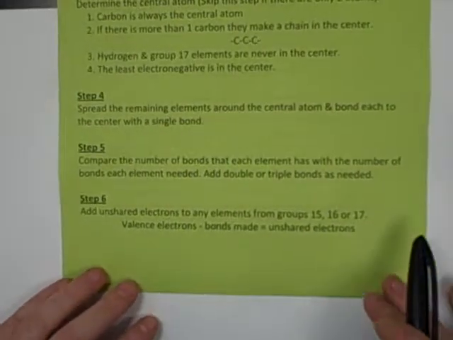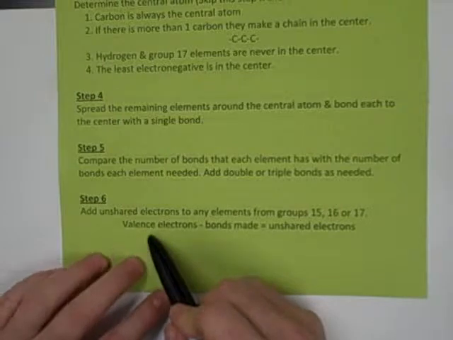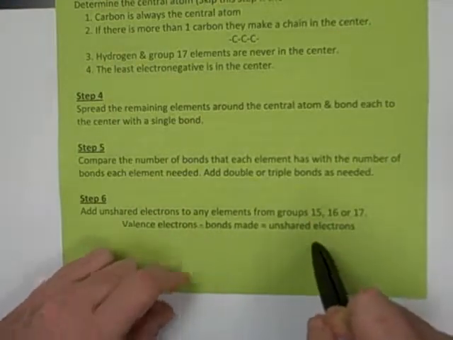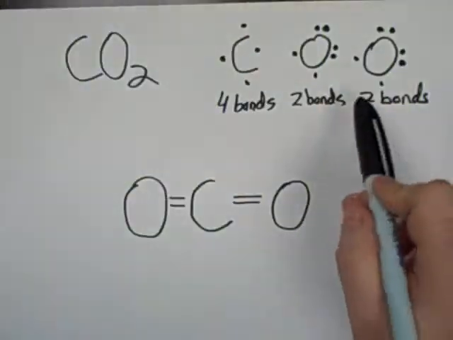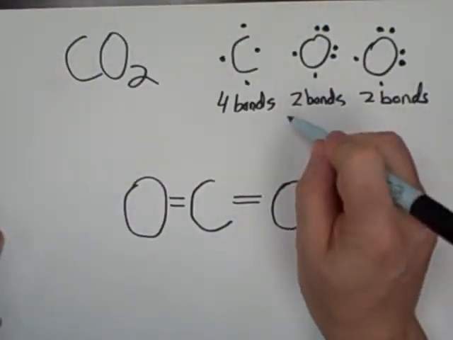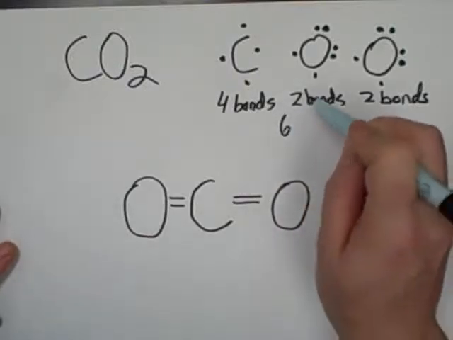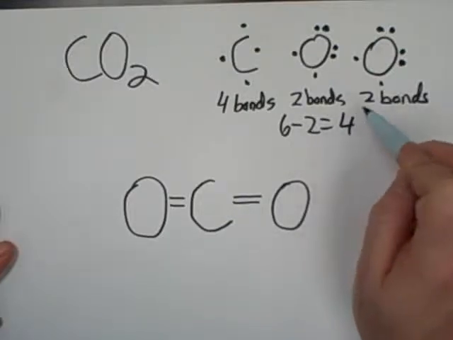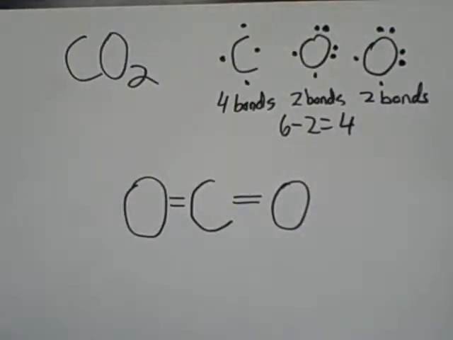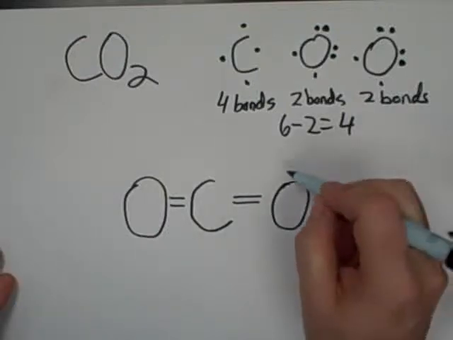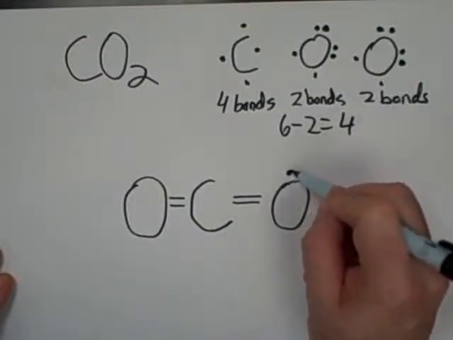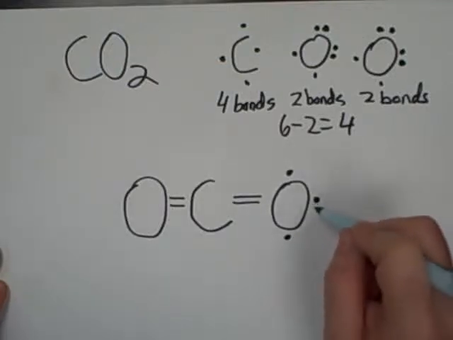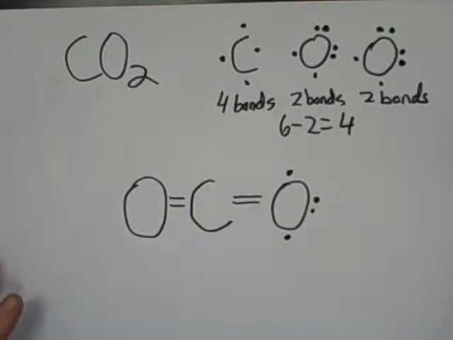So to find out how many unshared electrons, we take the number of valence electrons, we subtract the number of bonds that were made, and that will be our number of unshared electrons. So the oxygen had 6 valence electrons. It made 2 bonds, so 6 minus 2 equals 4. So each oxygen needs 4 unshared electrons. So we are going to put a dot, and a dot. That's 3. It needs 4, so a 4th dot.